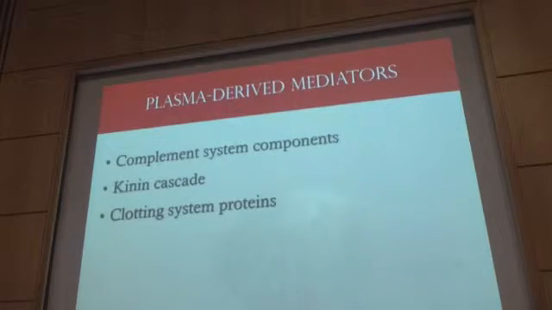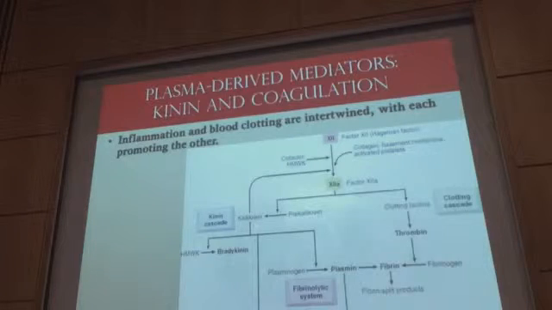Okay, so indeed, plasma-derived mediators are the complement system, the kinin cascade, which we're going to talk about, which gives rise to bradykinin, one of the major mediators of increased permeability, and clotting system proteins that are also part of inflammation. So, yeah, we're going to talk about this, and then I'll let you have a break.